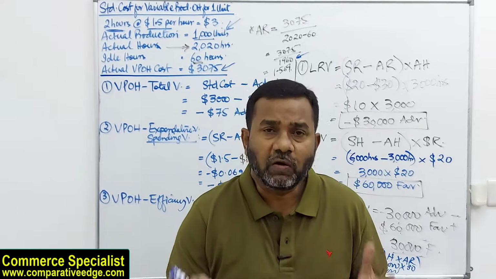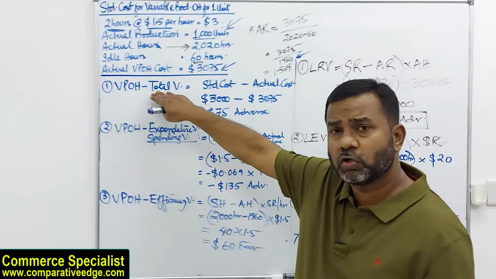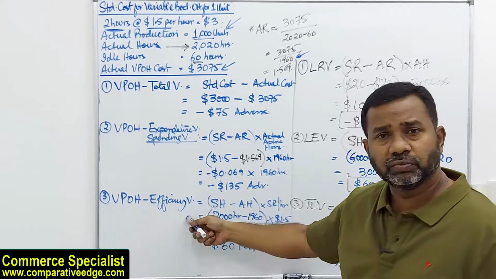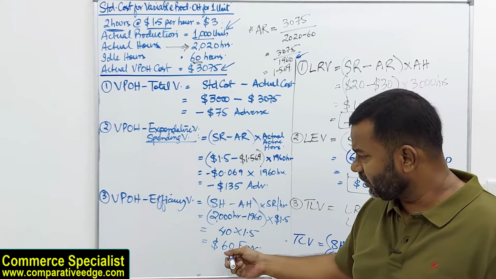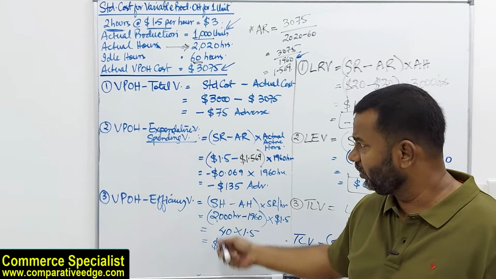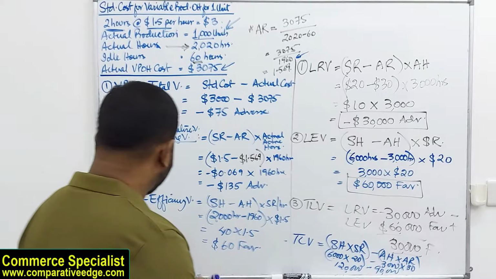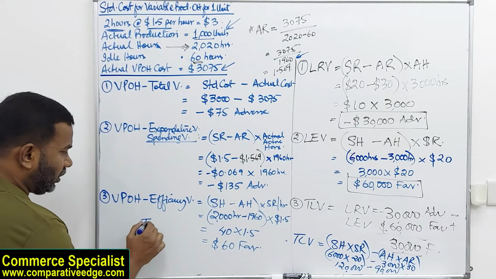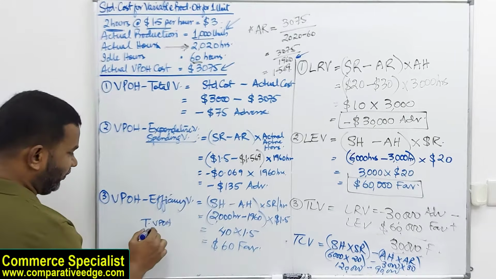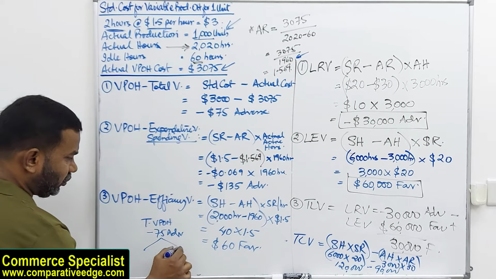Now, how to check your answer? As I told you, your total variable production overhead variance is divided by these two. So what you do is you add 60 favorable and 135 adverse. If you net them off, you will get minus 75. So if I make a small diagram here, your total variable production overhead variance is minus 75, which is adverse. It is divided into two variances.